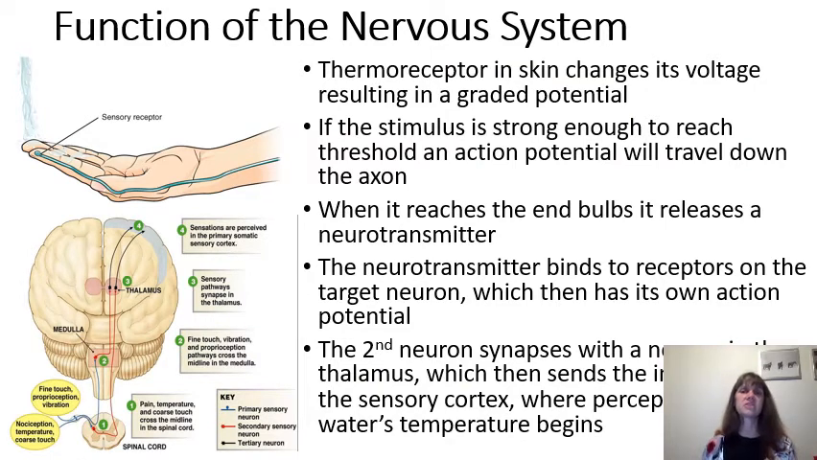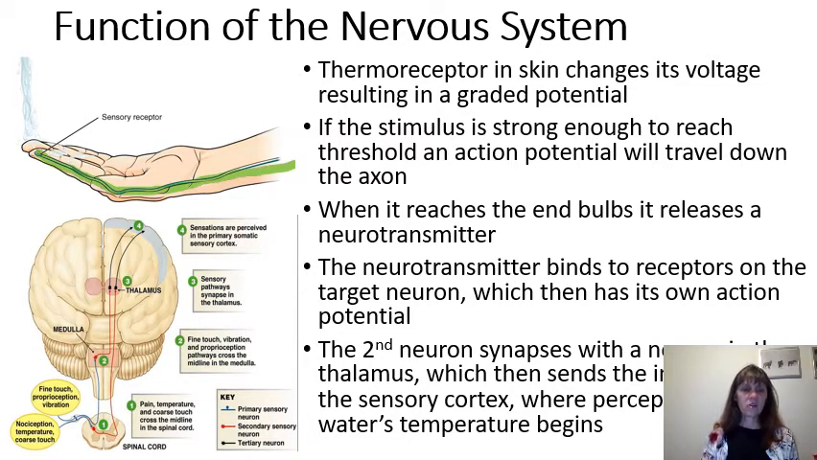When we look at the function of the nervous system, we know that when a stimulus is received, such as in this picture, we have sensory receptors in the skin receiving incoming information that changes the voltage of that receptor, causing a graded potential. If the stimulus is strong enough to reach threshold, an action potential will start to travel down the axon.